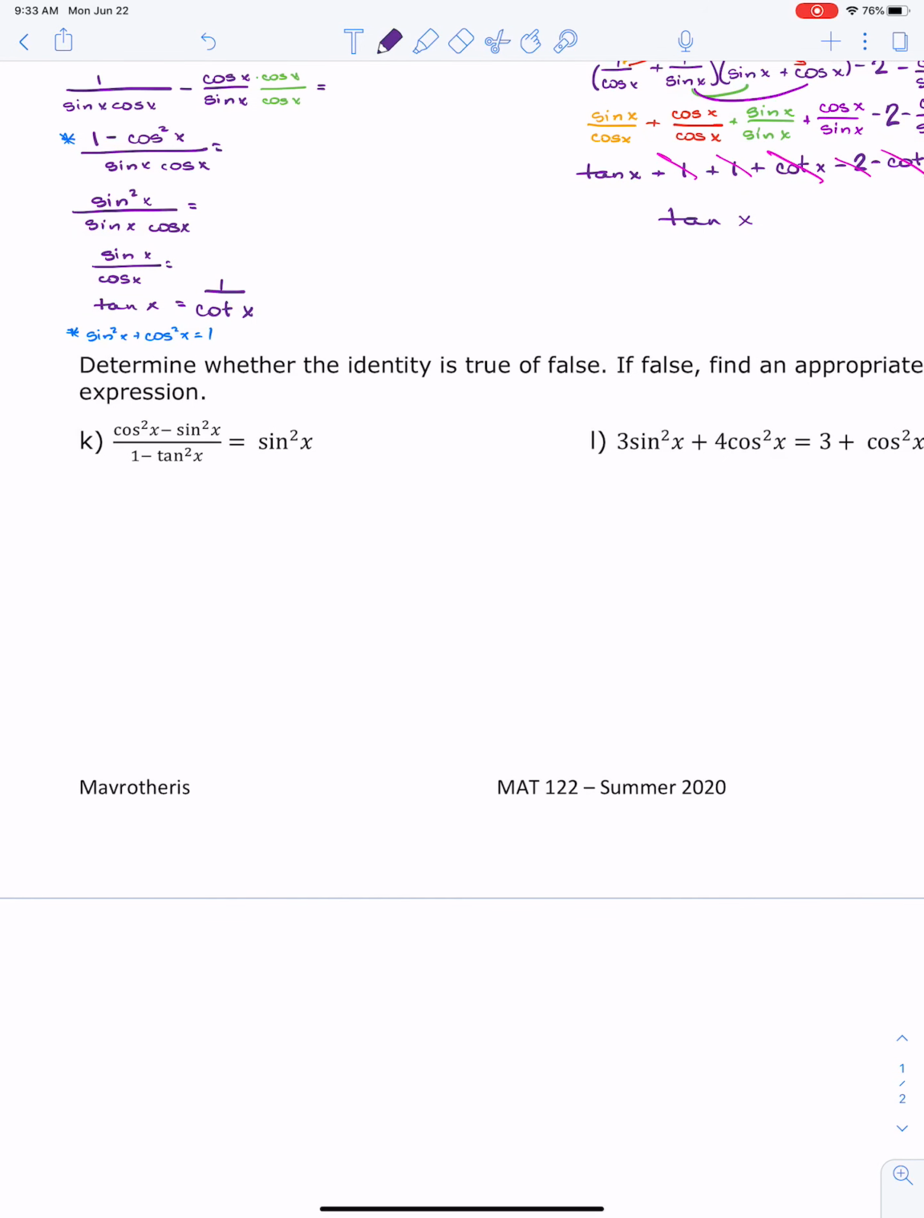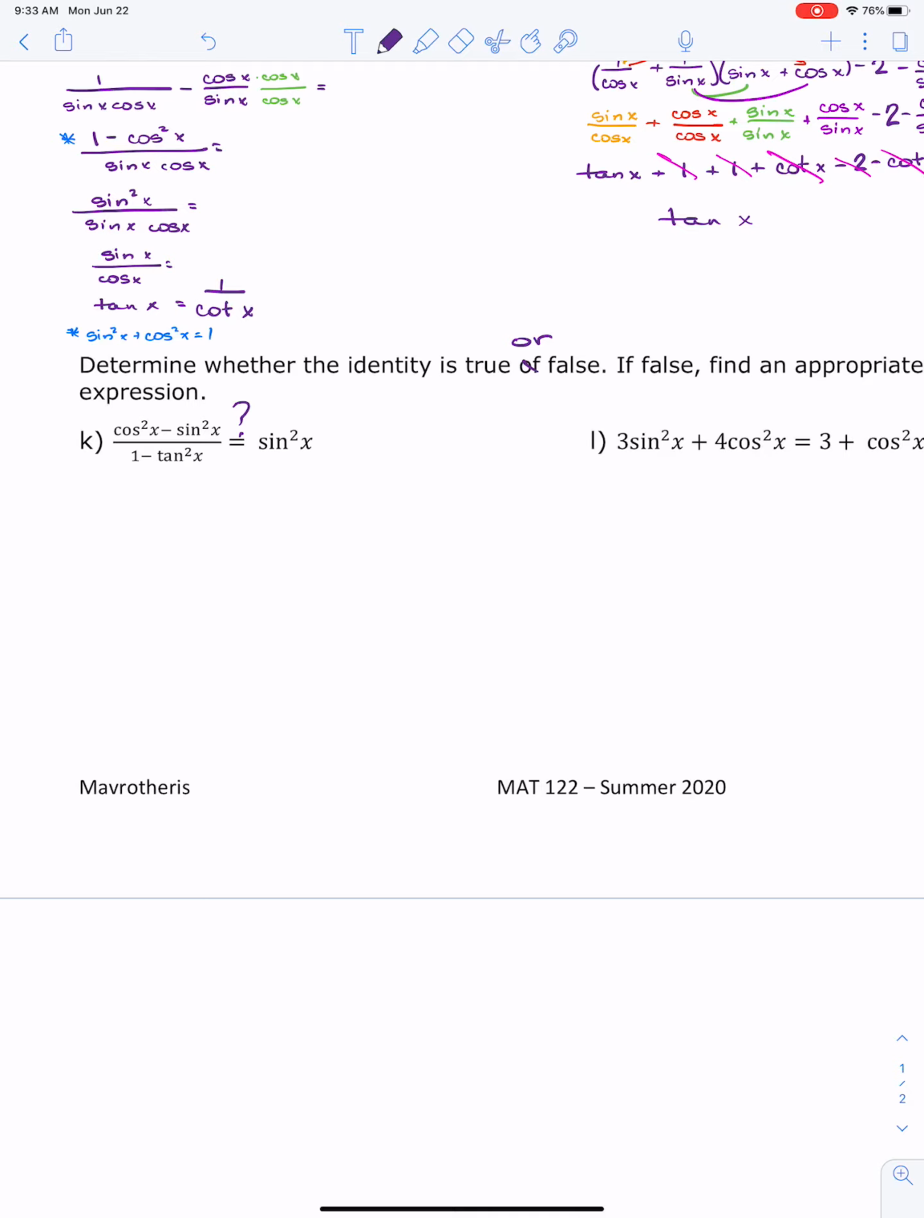Okay, 2 more. Determine whether the identity is true or false. Typo. Or, you guys, this is the first time through these notes and I'm creating them as we go. So if you find typos, don't hesitate to let me know. So what do we got here? Okay, I got cosine squared x minus sine squared x all over 1 minus tangent squared x. Does that equal sine squared x is what we want to say.